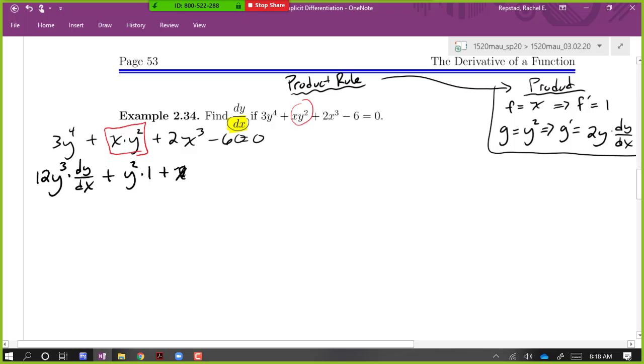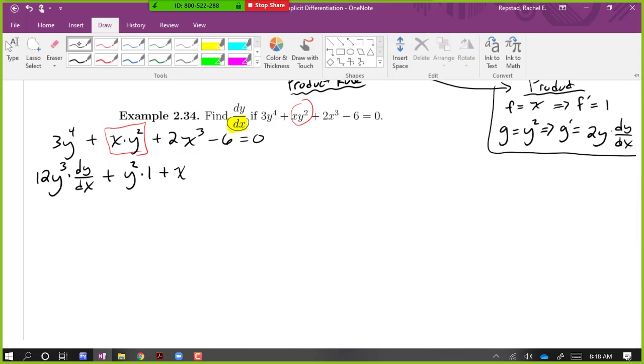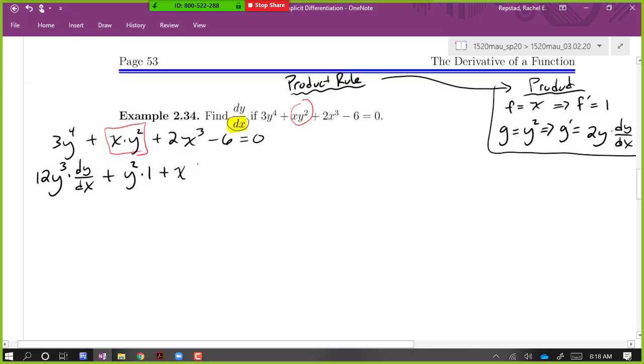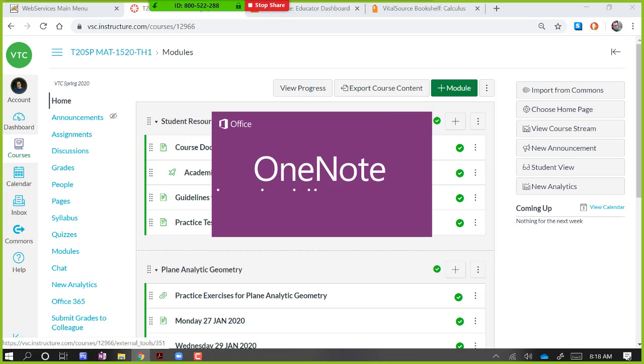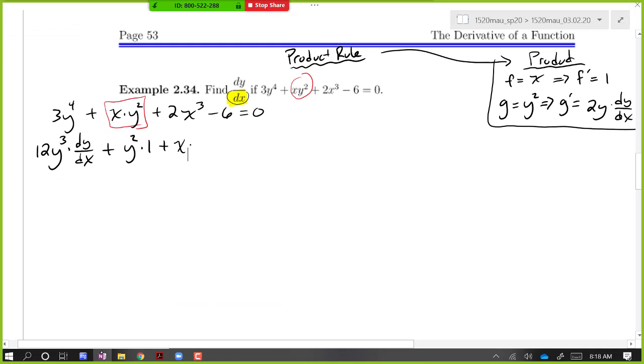I don't know what's happening. Hold on a second. My OneNote is getting a little crazy. I'm going to close this and open it again. Okay.